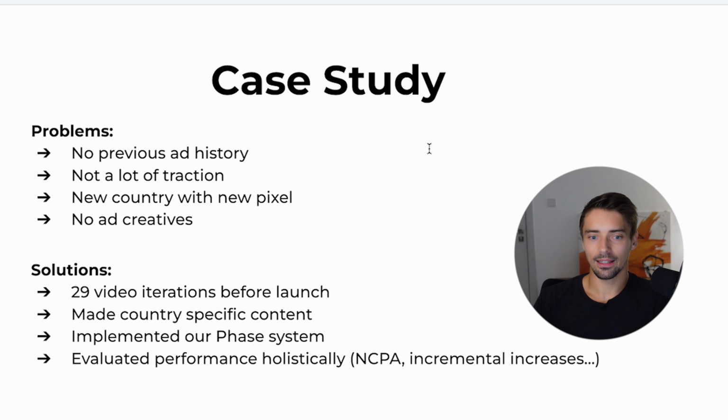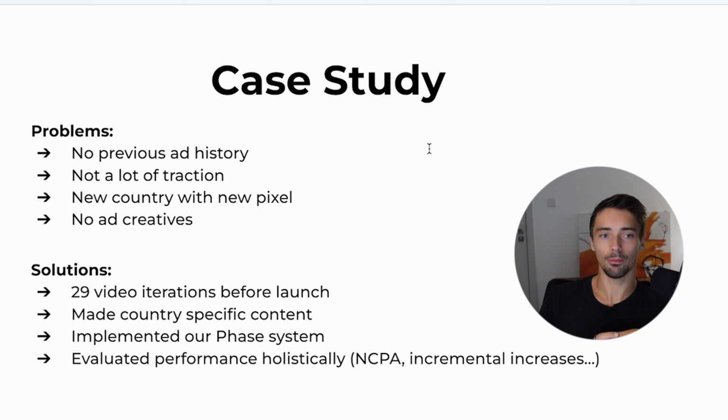And then we had to implement our phase system, which is the way we run and test ads, and also what allows us to scale so efficiently. The phase system I'm going to get into a little bit later. But a second part of what allowed us to scale so efficiently was that we looked at performance holistically. So we looked a lot at NCPA, incremental increases in revenue.